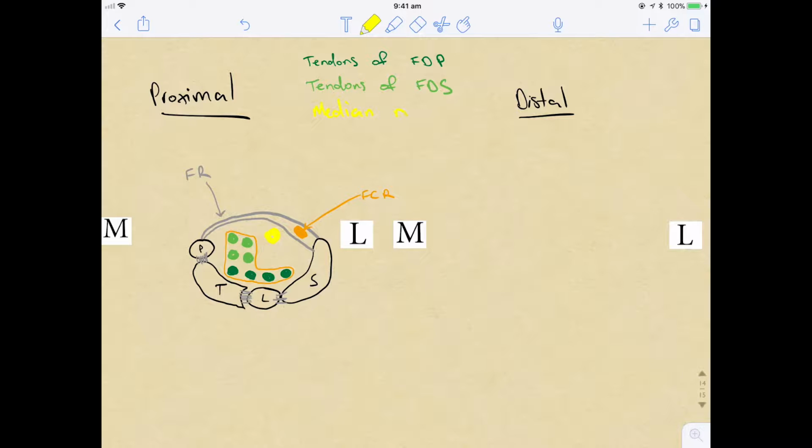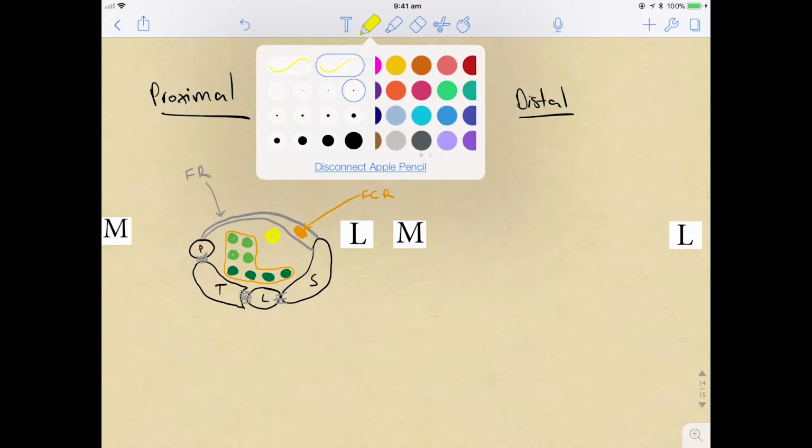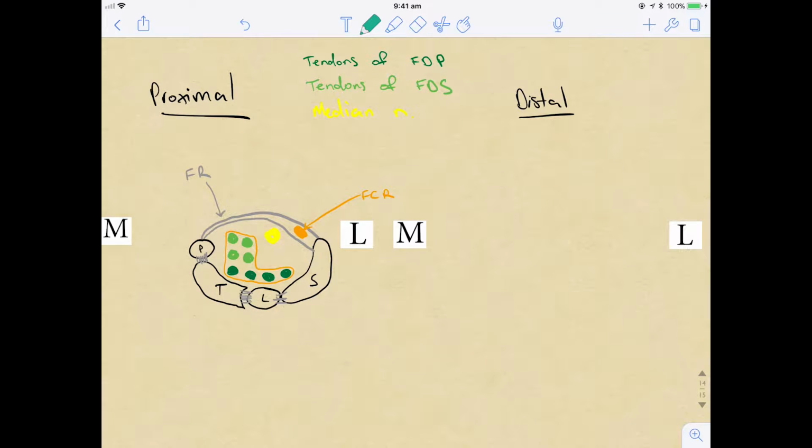Median nerve there. And lastly, let's draw in another tendon. That's flexor pollicis longus tendon. Okay, so they're the contents of the carpal tunnel.